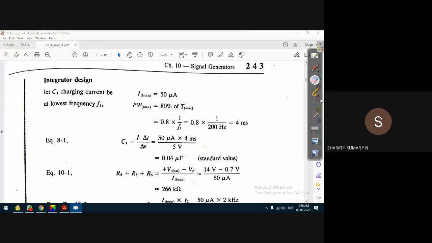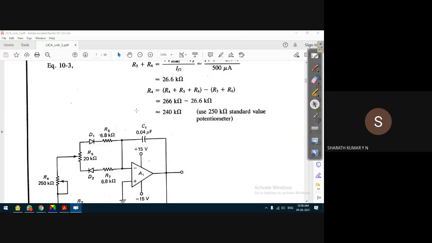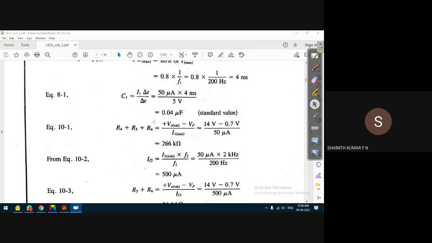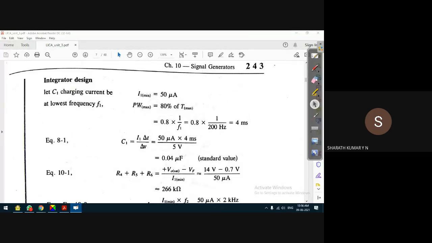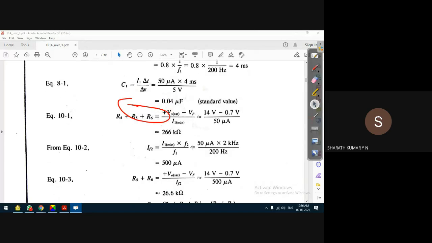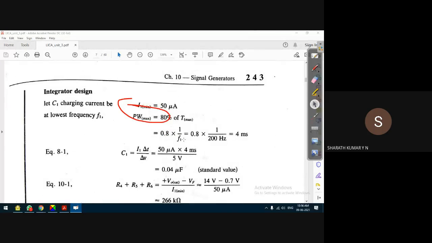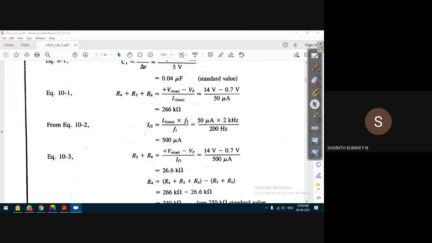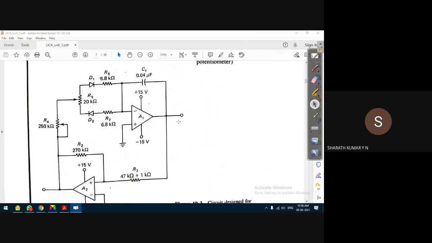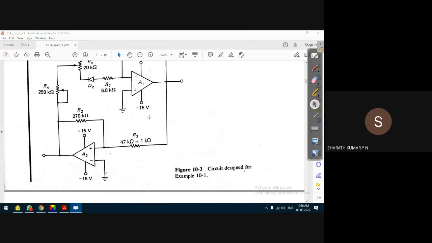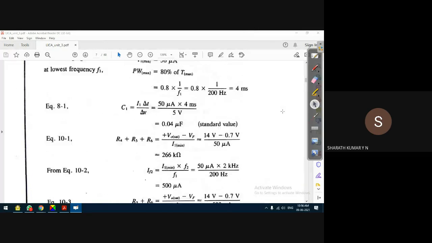Guys, I'll continue this in the next class, because we have to discuss both conditions, that is the maximum pulse width as well as the minimum pulse width. We have to discuss both conditions and understand how we arrive at this value. It takes time, and since it's your class time, I don't want to extend now. I'll continue with this problem in the next class.